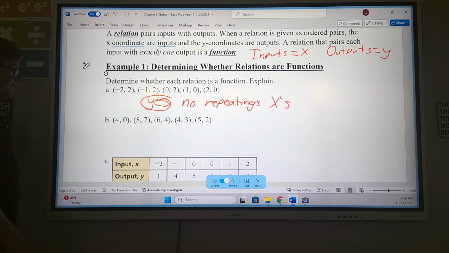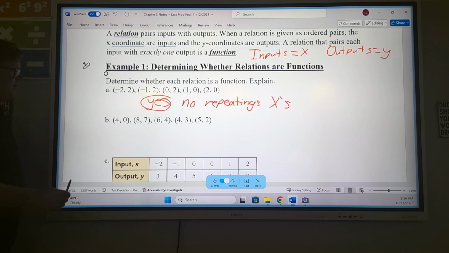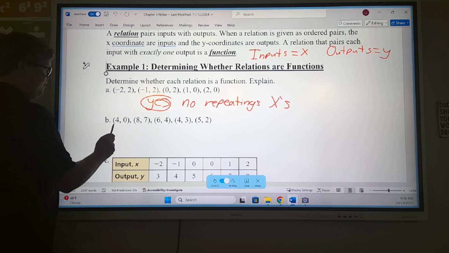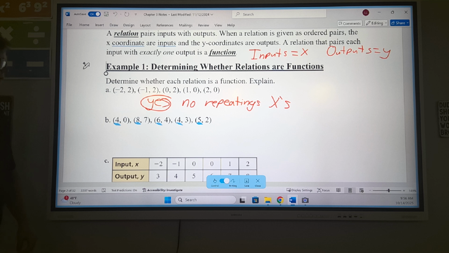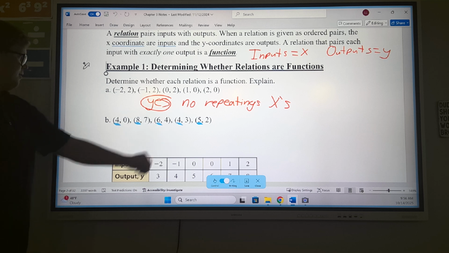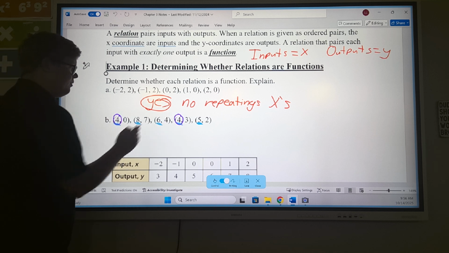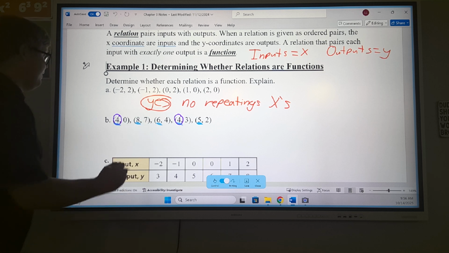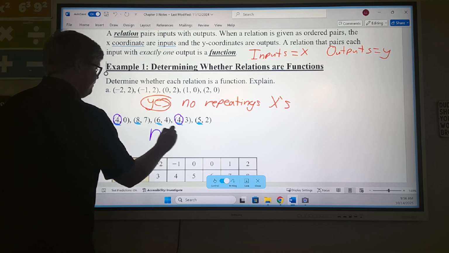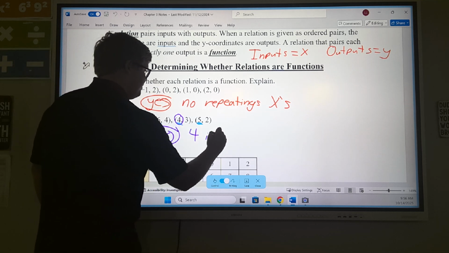Okay, we look at part B. We change color so it's easier to see. We look at part B. We see 4, 8, 6, 4, and 5. These are all x's, correct? I see we have 4 and 4. Those are the same exact numbers. Since we have two x's that are the exact same, this is not a function, so no. And we'll say 4 is repeating.